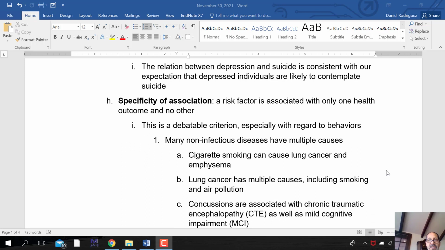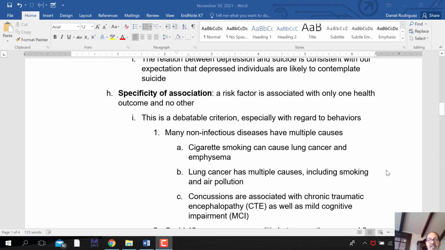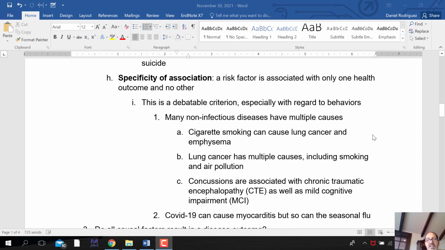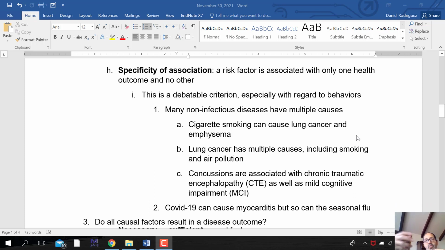Specificity of association. I consider this a debatable criterion. According to this criterion, a risk factor is associated with only one health outcome and no other, but so often risk factors are associated with more than one health outcome. For instance, many non-infectious diseases have multiple causes. Cigarette smoking doesn't just cause lung cancer, it can also cause emphysema. But it's still a cause, right? There's not just one outcome associated with it. Lung cancer itself has multiple causes. It could be smoking, could be air pollution.